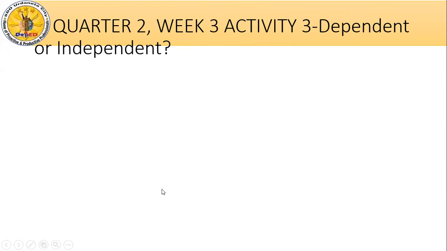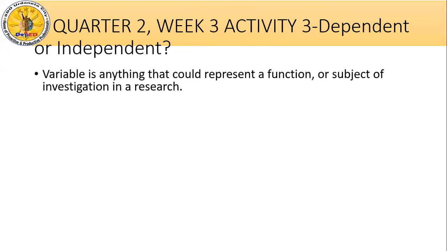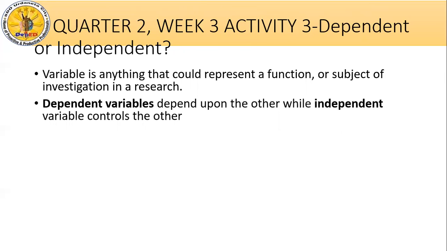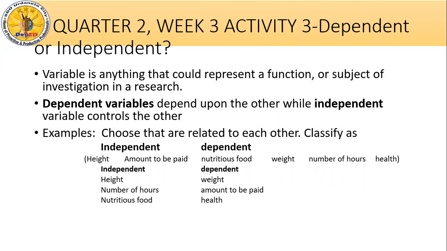For the last activity, we are going to determine if the variables are independent or dependent. When we say variable, it is anything that could represent a function or subject of investigation in a research. Dependent variables depend upon the other, while an independent variable controls the other. For our example, you choose words that are related to each other. Classify them as independent or dependent. The words here are height, amount to be paid, nutritious food, weight, number of hours, and health.